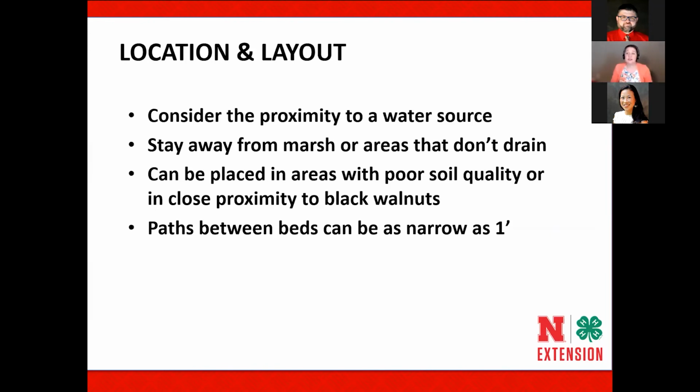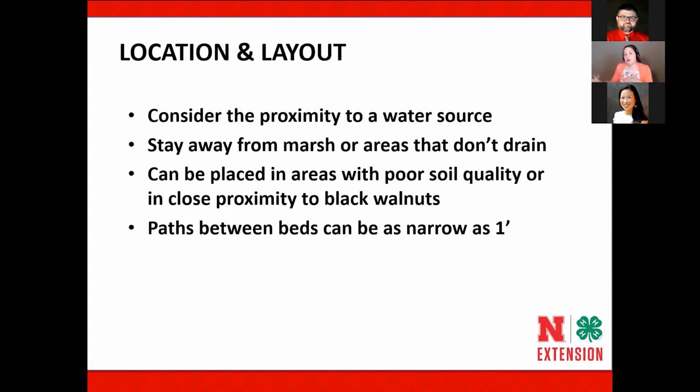The good news is we can place this in areas where there's poor soil quality. And this is one of those locations where we can put the raised beds in close proximity to black walnuts. Black walnuts produce a product called juglone that inhibits growth of certain plants. And our beloved tomatoes is one of those plants that it inhibits their growth. So we need to make sure that we're not getting any leaves or anything from the husks of the black walnuts or anything along those lines in there.